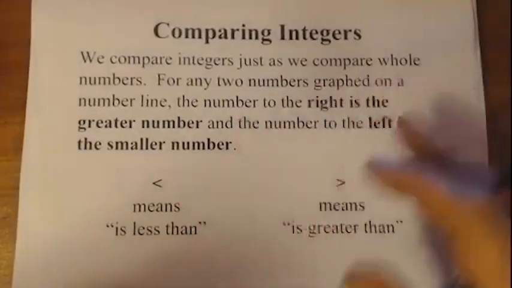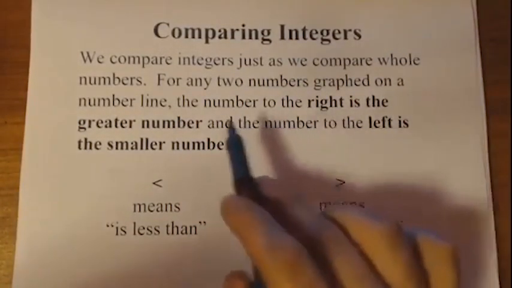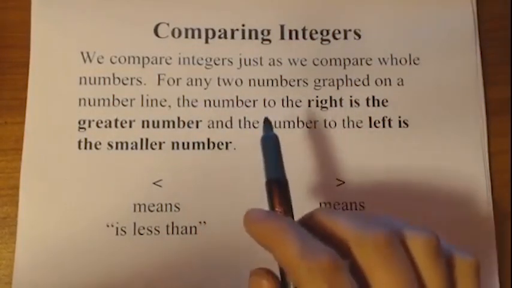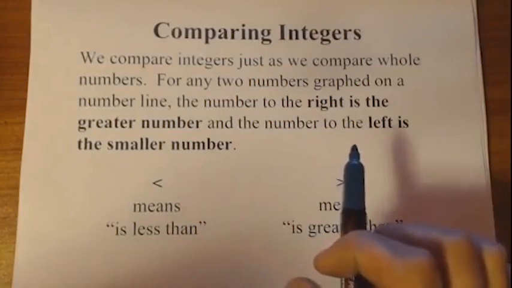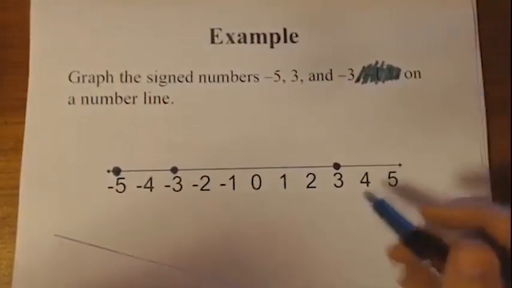So we're going to compare any integers just like we would compare whole numbers. For any two numbers graphed on a number line, the number to the right is the greater number and the number to the left is the smaller number. So it's just like we would compare whole numbers.